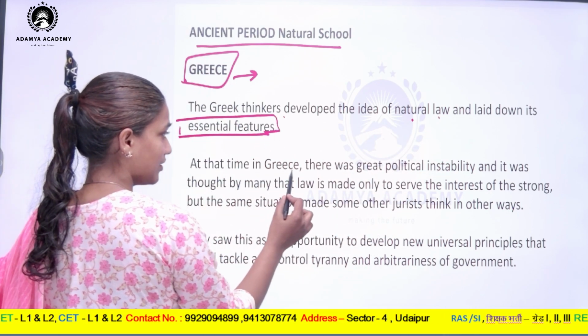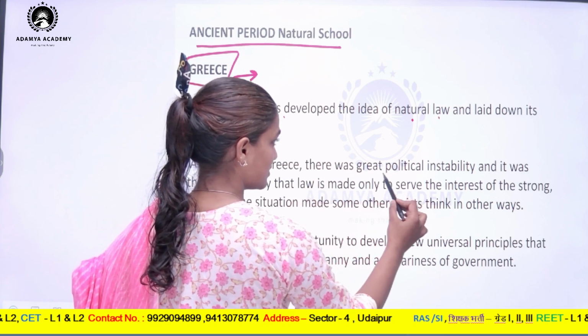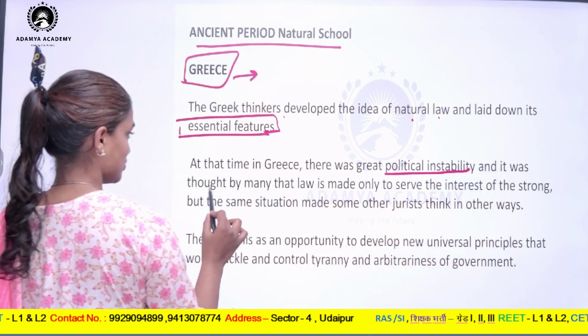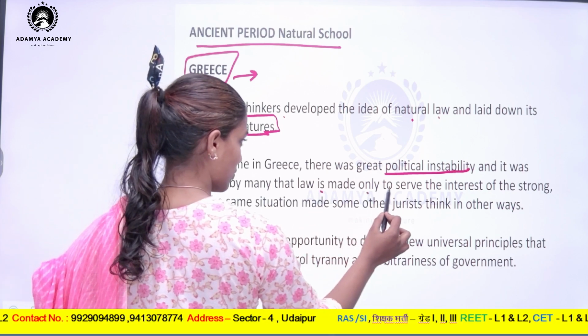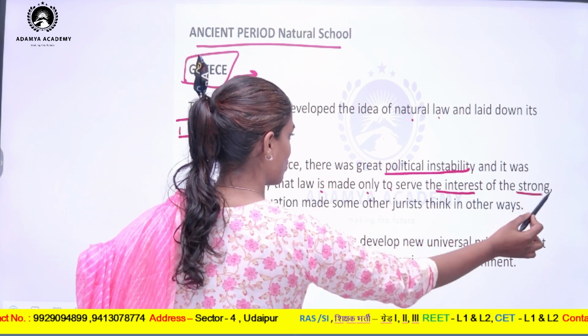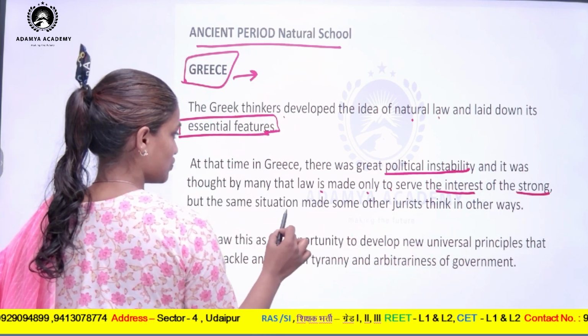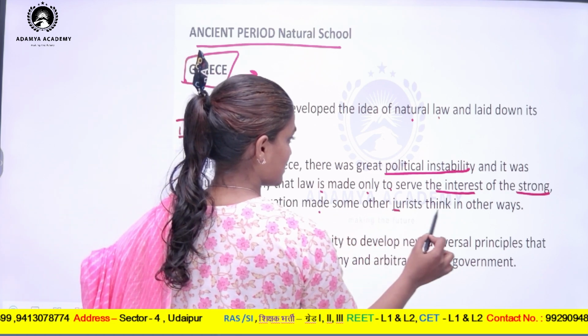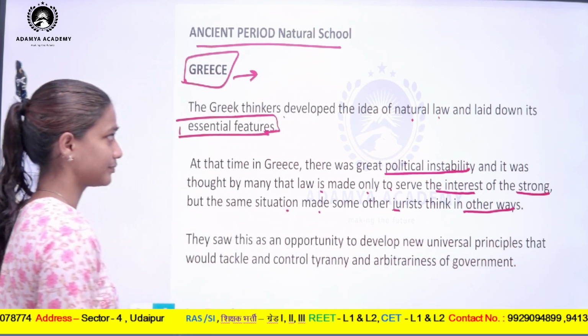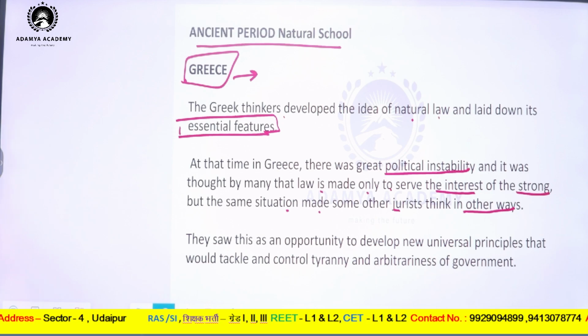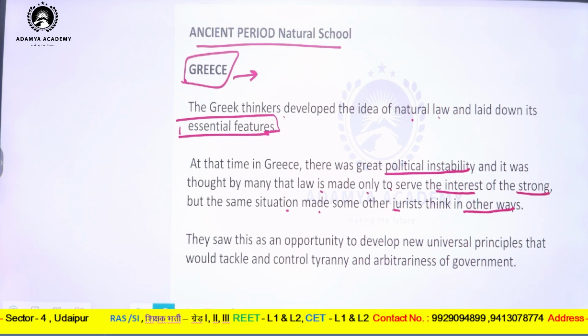At that time in Greece, there was great political instability, and it was thought by many that law is made only to serve the interests of the strong, but that the same situation made other jurists think in other ways. So what did Greek mythology tell?